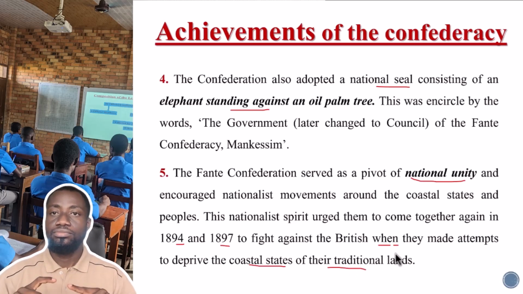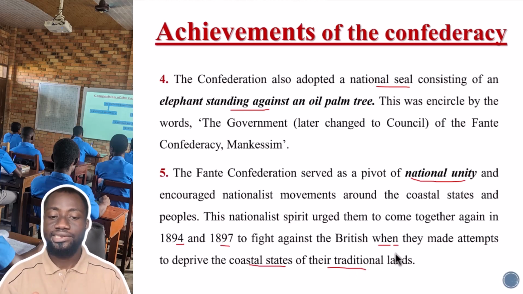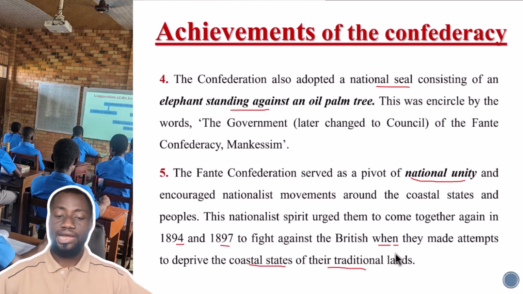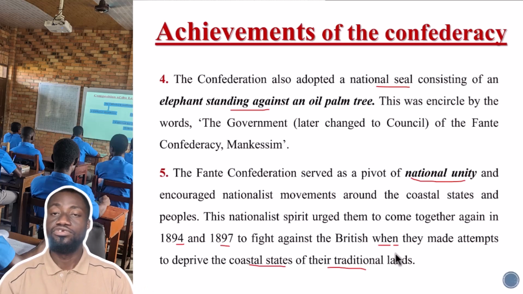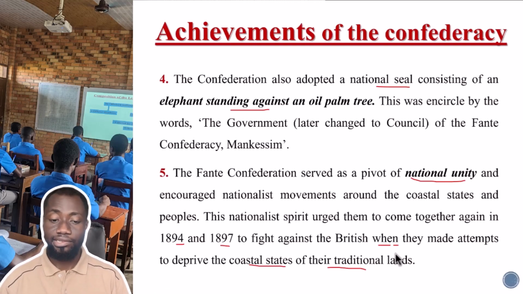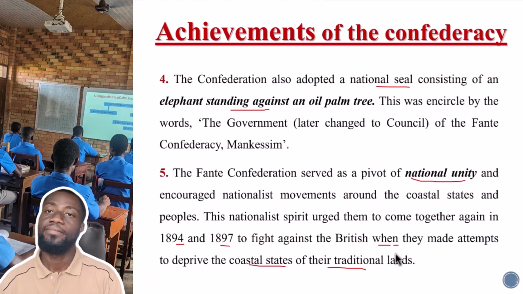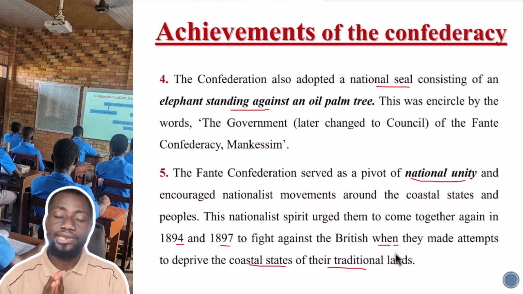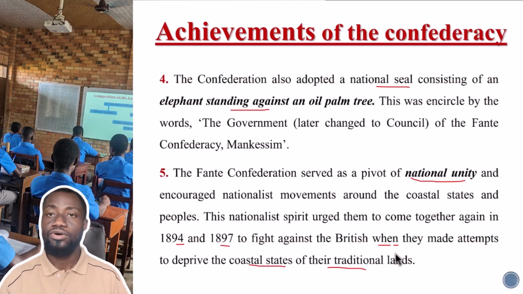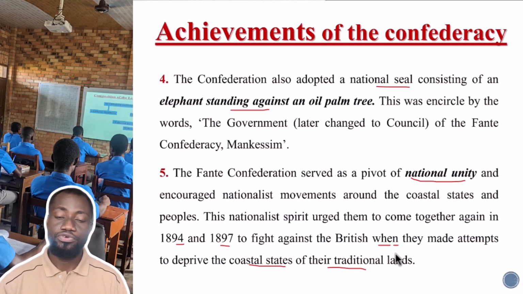So the Confederation became like a national unity, a pivot where everybody rallied around, and they came together to fight for several things. An example was the Land Bill in 1894 or thereabouts, where the Fante lands were going to be vested in the British Crown, but that did not happen, all because of the activities of the Fante Confederation. Good. So we are done with the achievements of the Fante Confederacy. I hope you have learned something.